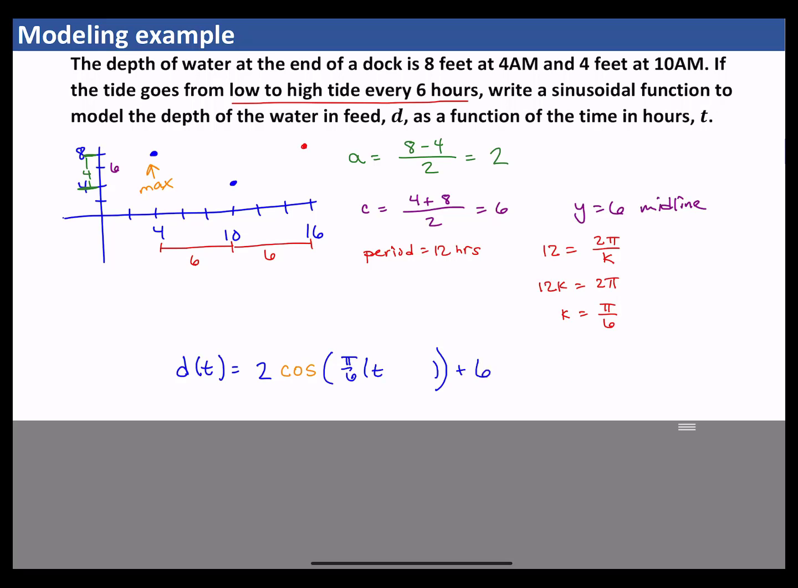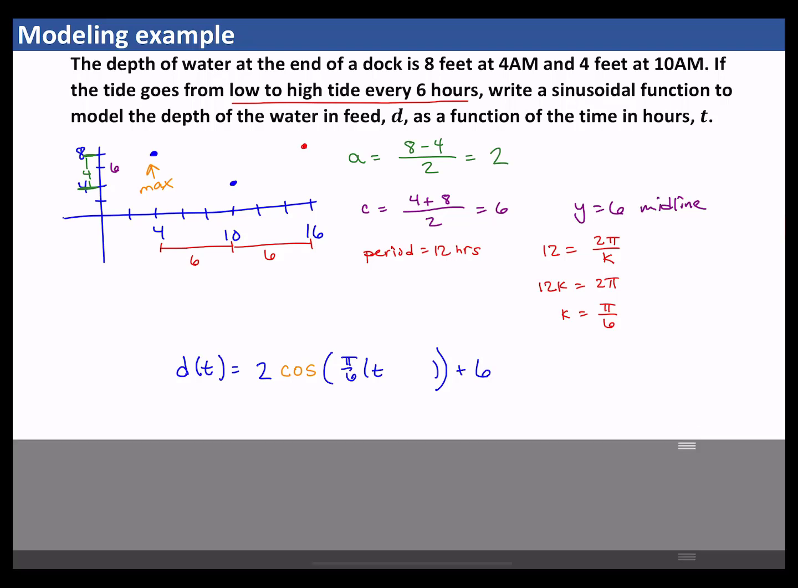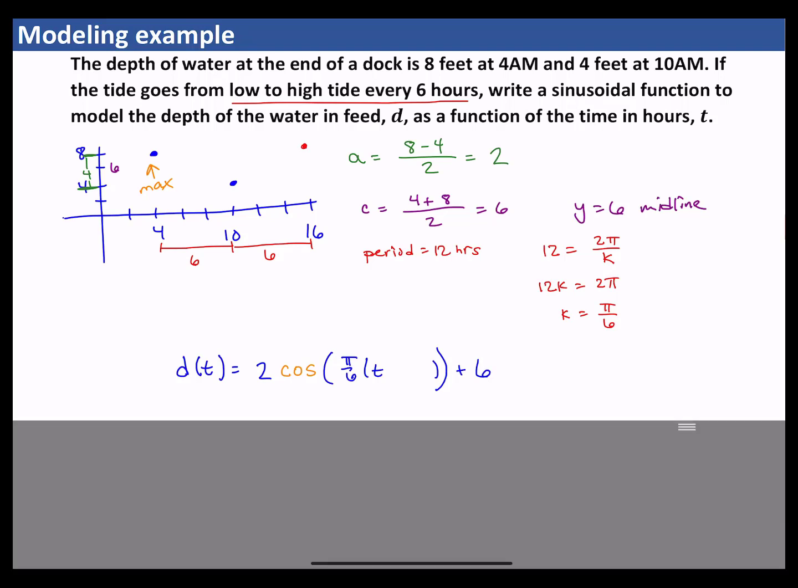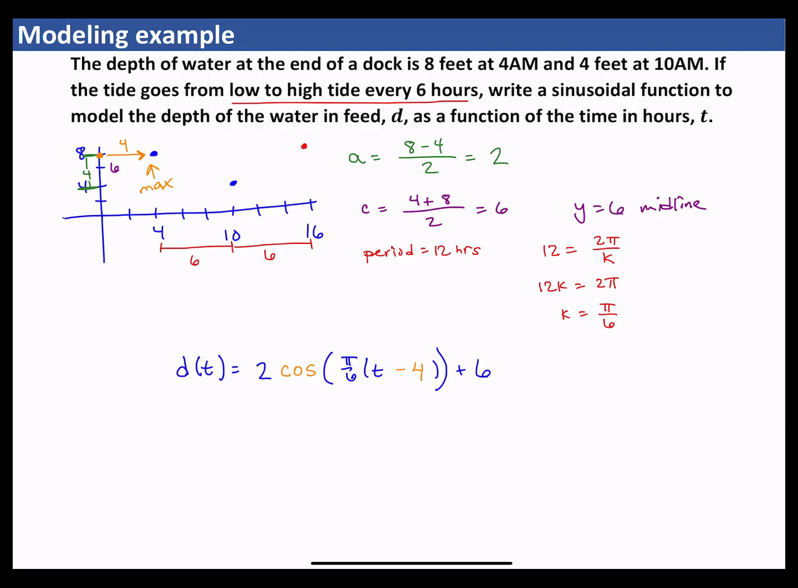One thing we want to think about with the anchor point and the horizontal shift is that without a horizontal shift, the cosine function would be at a maximum at time t equals 0. But we want that maximum to first occur at time t equals 4. So we need to shift the graph to the right 4 units, and we'll do that by taking t minus 4. So this would be a possible sinusoidal function that models this situation.